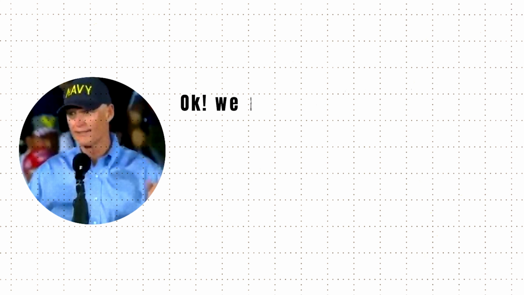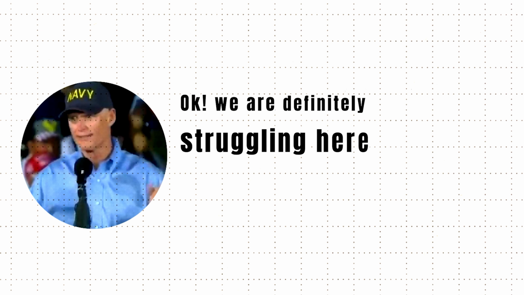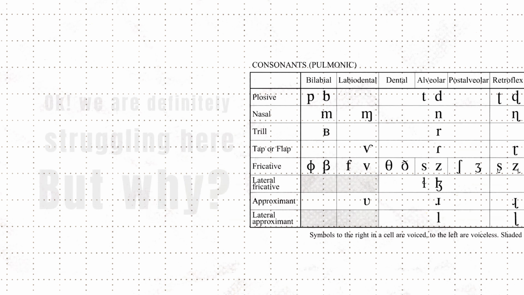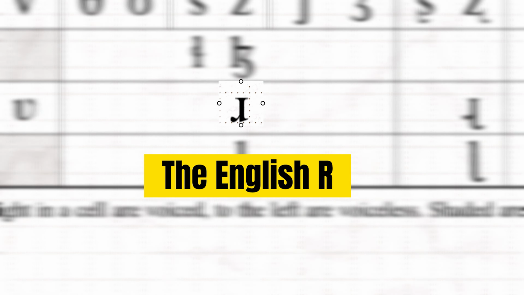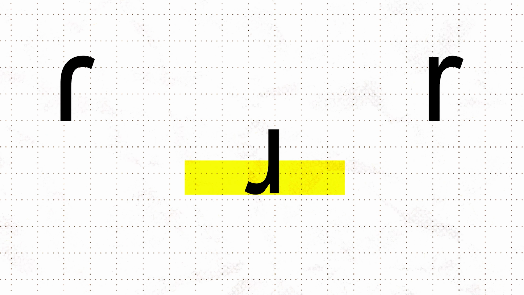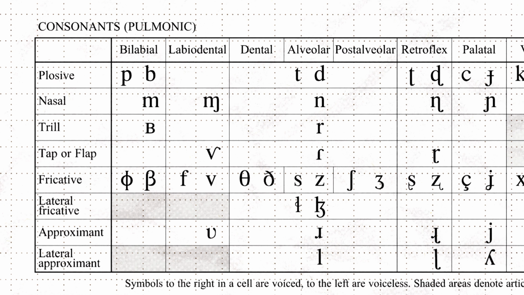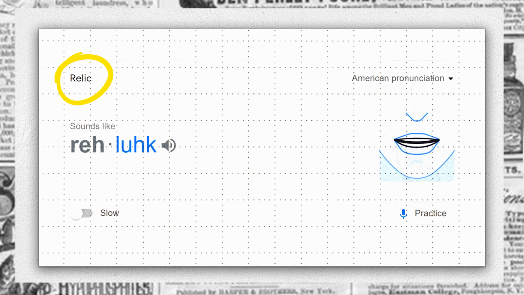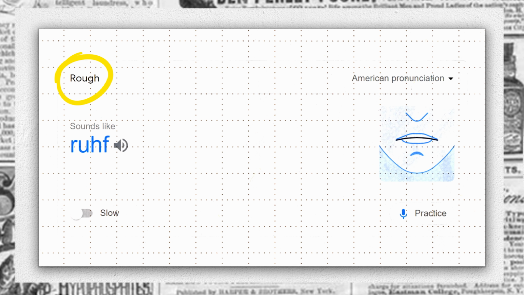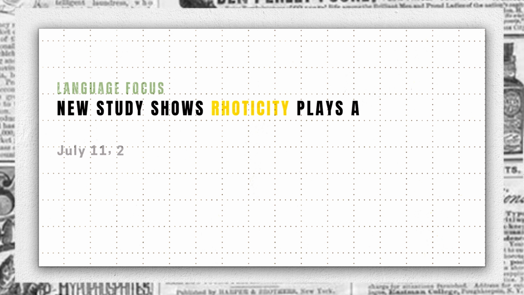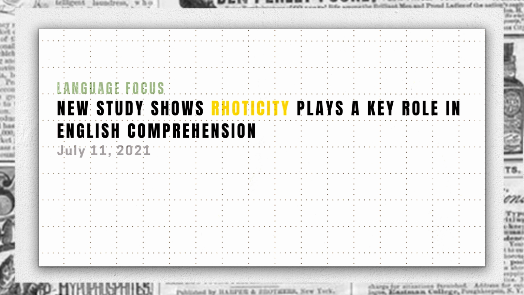Okay, we're definitely struggling here. But why? This is the English R, which looks like a normal R just turned upside down. The English R is called the alveolar approximant, and it is the sound that you would encounter in words like robust, relic, very, rough. To fully understand the English R, we also need to talk about rhoticity.